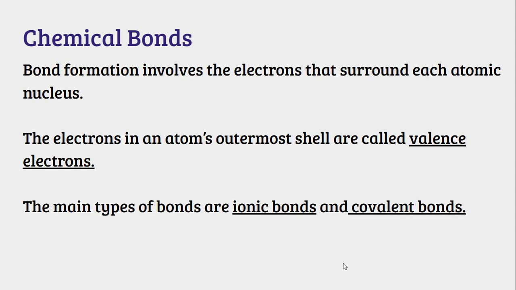Now, when that bond formation occurs, it's actually what are called the valence electrons, or the electrons that are in the outermost shell of our atoms, that are involved in the bonding process. There are 2 types of bonds I would like us to know, and that is an ionic bond and a covalent bond.